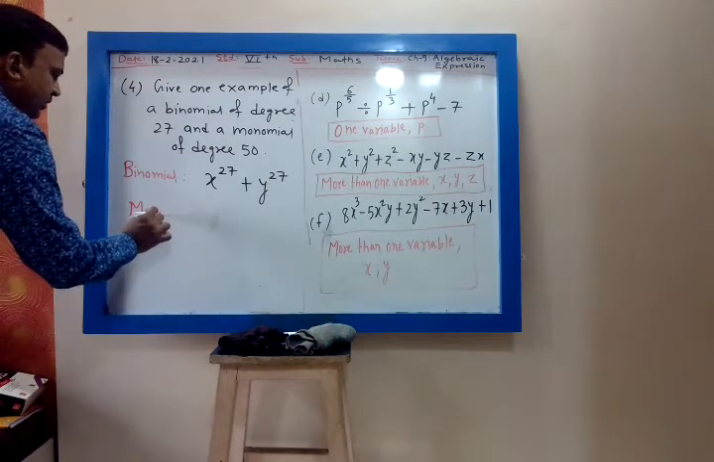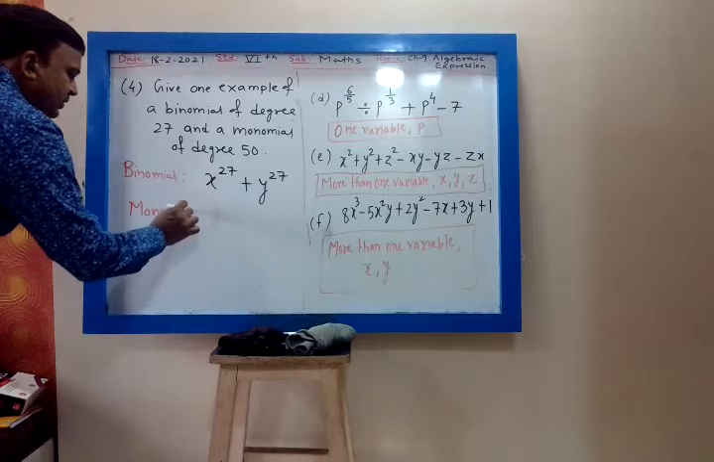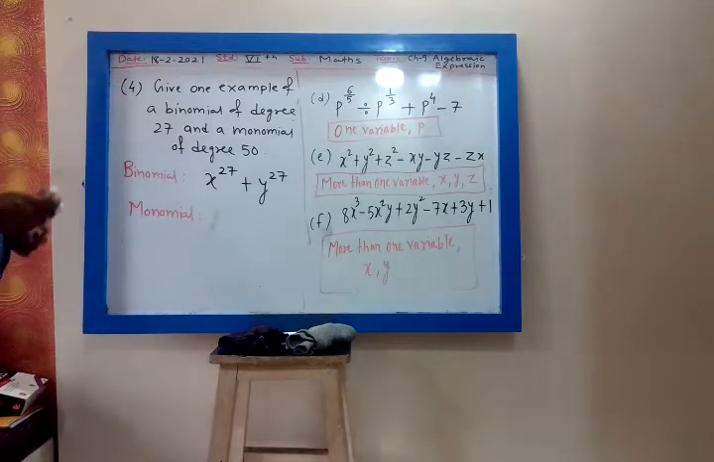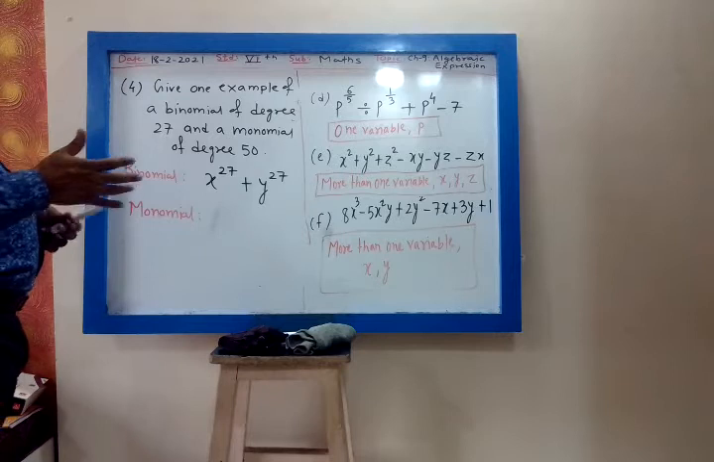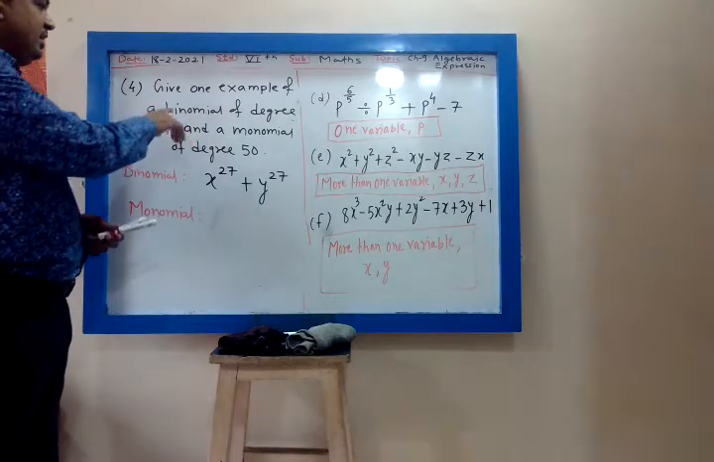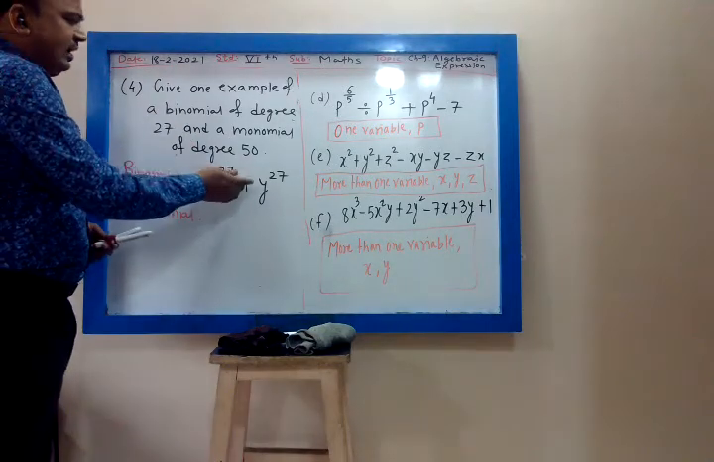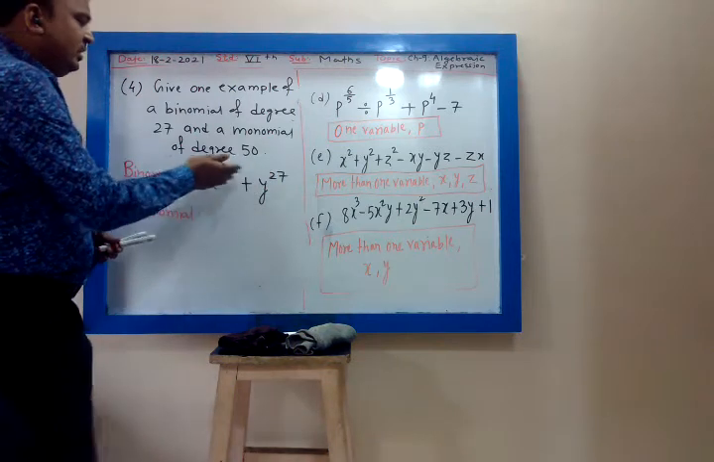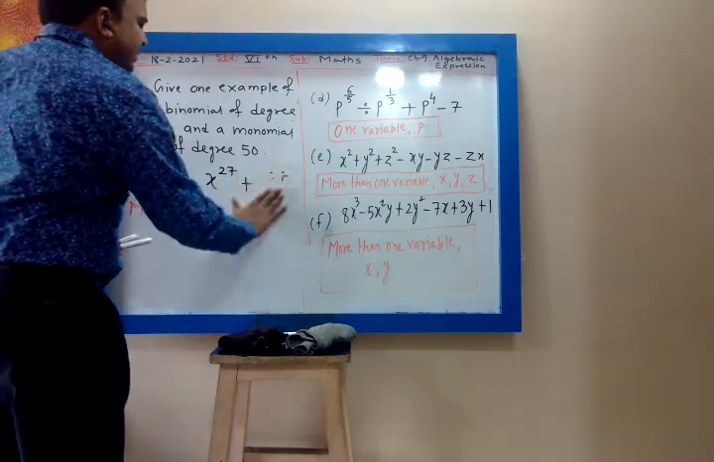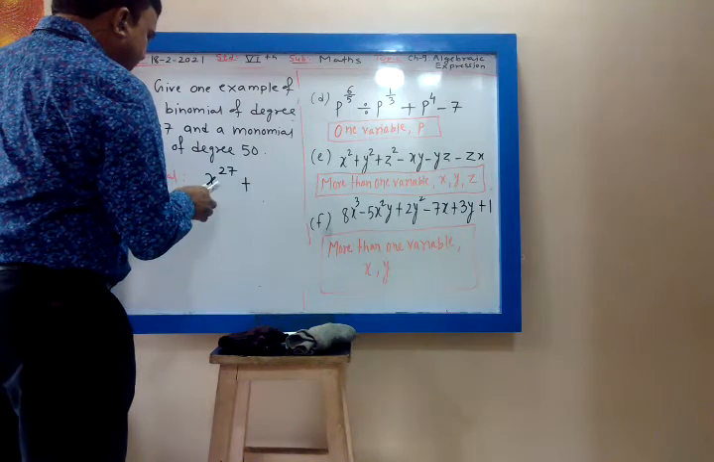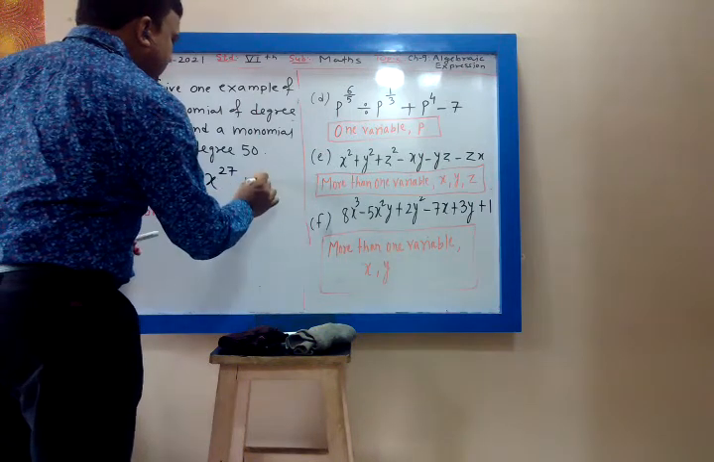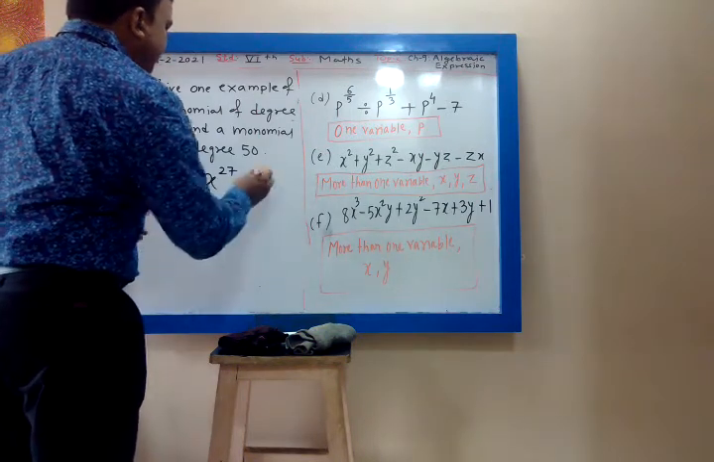Monomial. Yes, ask the doubt. No, my dear, you can write x. No need of two variables. You can write x raised to 27 plus x also. No problem. X raised to 27 plus x.